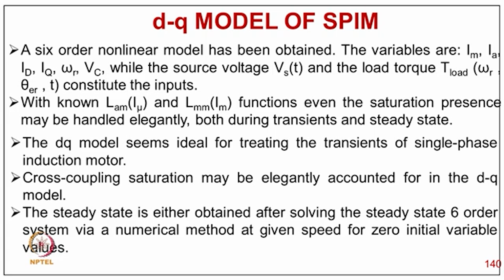The variables are Im, Ia, Id, Iq, omega R, Vc, while the source voltage Vs and the load torque equal to omega R as a function of theta r t constitute the two inputs, with the known Lm as a function of magnetizing current Imu and Lmm as a function of Im. Even the saturation problem may be handled easily both during transient and steady state condition, and the DQ model seems to be ideal for treating the transient of single phase induction motor, and cross coupling saturation may be gently accounted for in the DQ model. The steady state is obtained either after solving the steady state sixth order system by a numerical method or for any given speed from zero initial value.